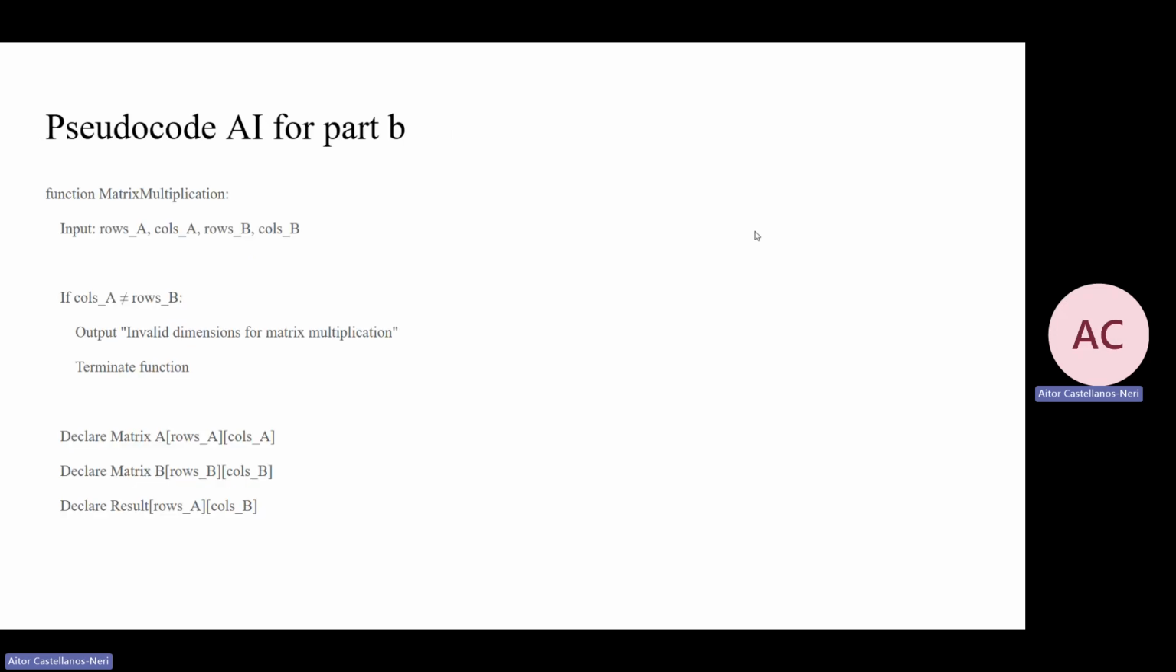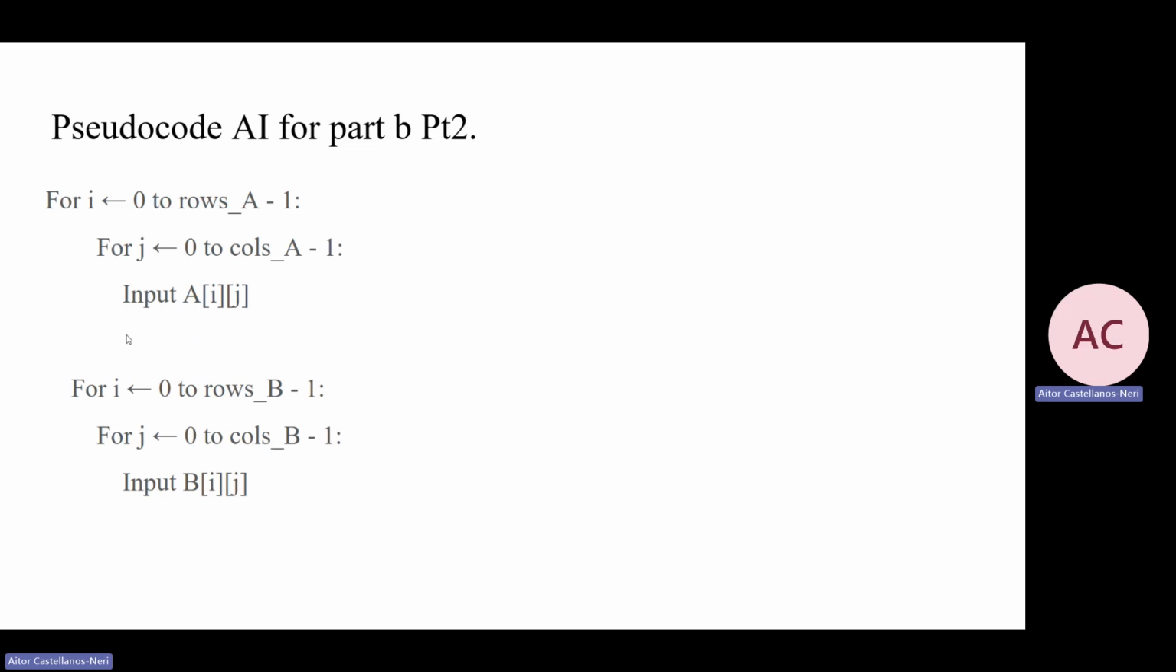So here this is pseudocode. Obviously we have our inputs for rows and columns for matrix A and matrix B. This is just more of what I was saying before. If columns A does not equal rows B, then invalid dimensions for matrix, terminate function. So it tells the user that. Here it's declaring matrix A, the rows and columns, and then the result of the multiplication.